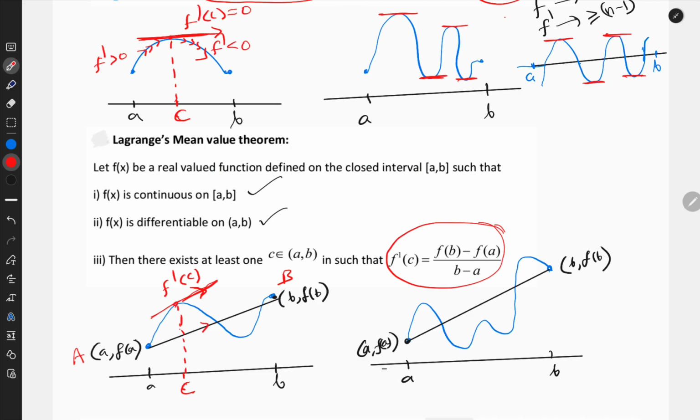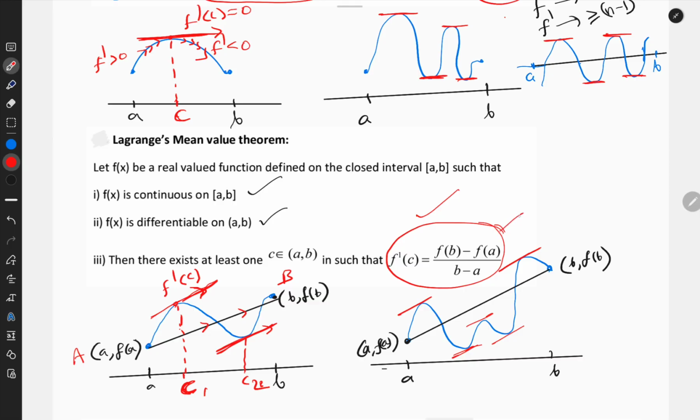So the statement of the theorem says that there exists at least one c. Here one more c also exists, c1 and c2, their tangent at that point is also parallel to the given line ab. So there exists at least one c such that f dash of c is equal to the slope of the chord joining the starting point and ending point, that is f of b minus f of a by b minus a. In the second case, you can observe 1 2 3 4, there are 5 c's you can get, which are parallel to the chord joining ab.